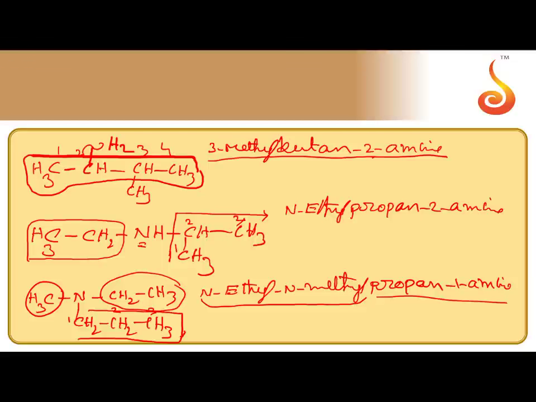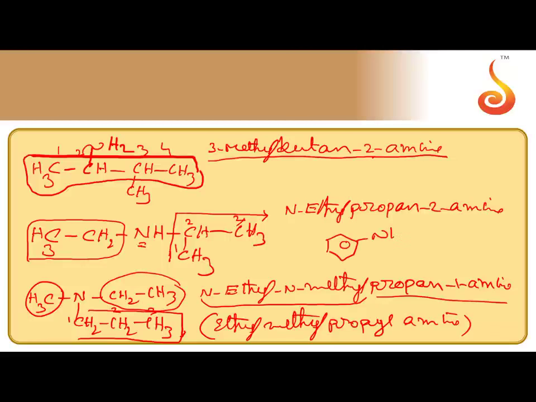When we want to write the common name, you write the names of those 3 alkyl groups: ethyl, methyl, propyl, amine. If you want to write the common name, ethyl, methyl, N-propyl, of course, N-propyl, amine. Like this also you can write.